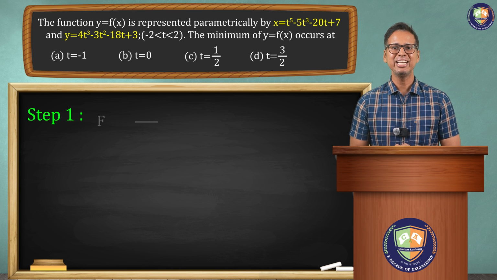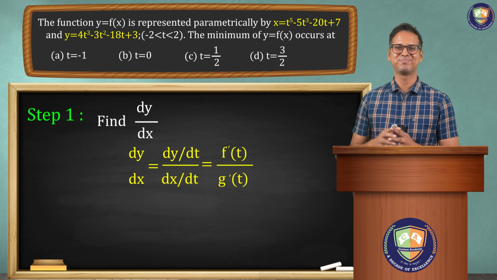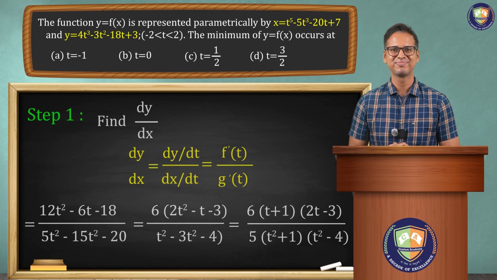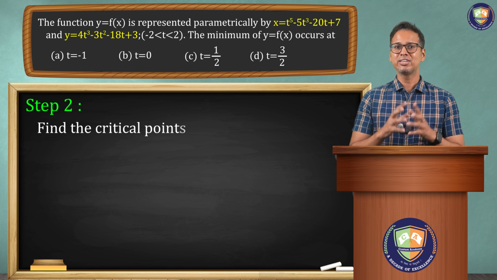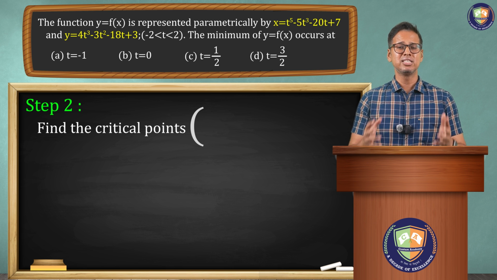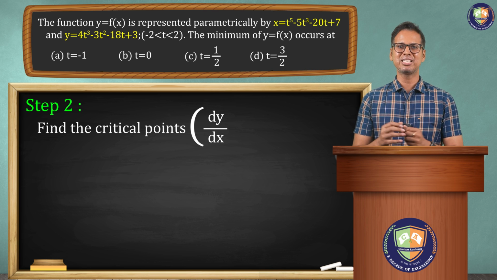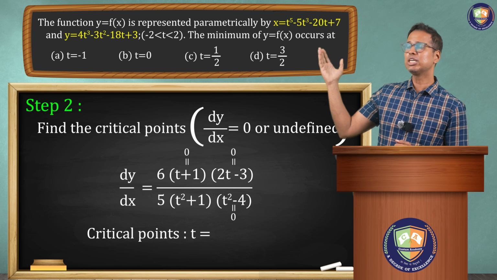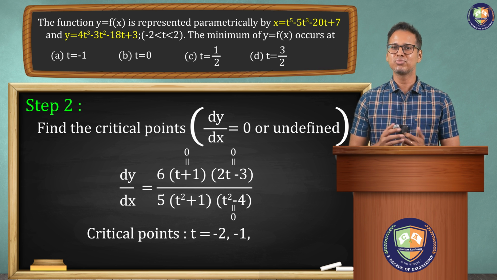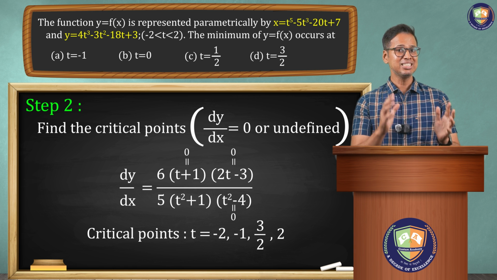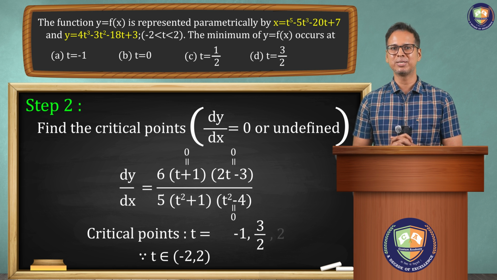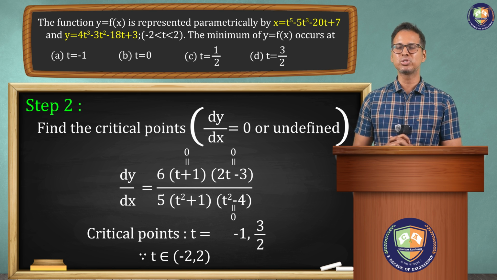Step number 1. Find dy by dx using this formula. Step number 2. Find the critical points. Critical points would be the points where dy by dx either becomes 0 or undefined. In our case, such points will be t equal to -2, -1, 3 by 2 and 2. Now, since the interval of analysis is only between -2 and 2, not including -2 and 2 themselves, we will only restrict our critical points to t equal to -1 and 3 by 2.